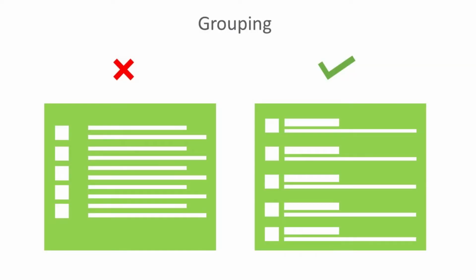Now let's look at the third element, that is grouping or proximity. So grouping or proximity allows users to focus on those areas of the screen that are likely to be relevant to achieve their goal. So grouping is usually conveyed indirectly through proximity.